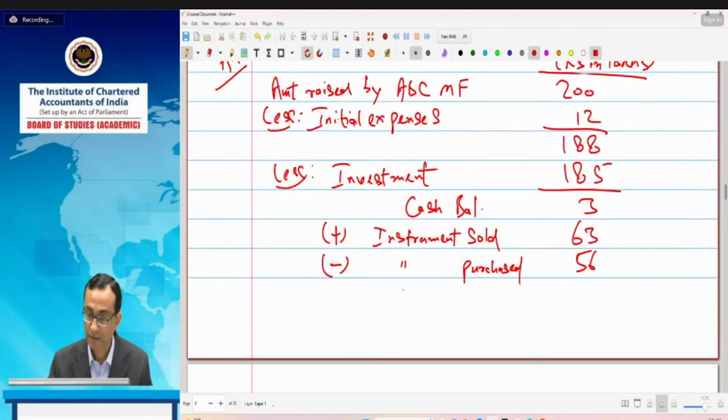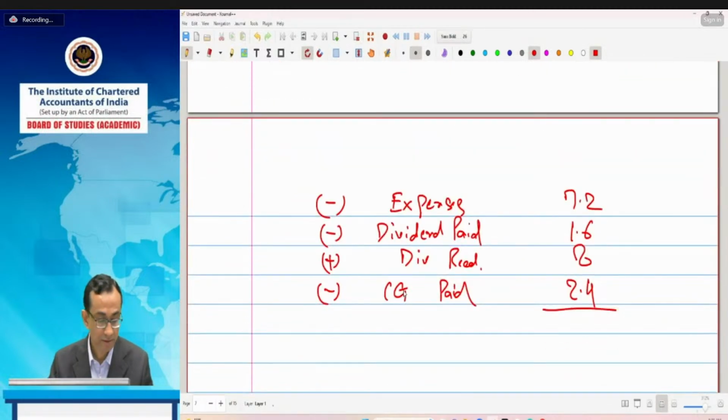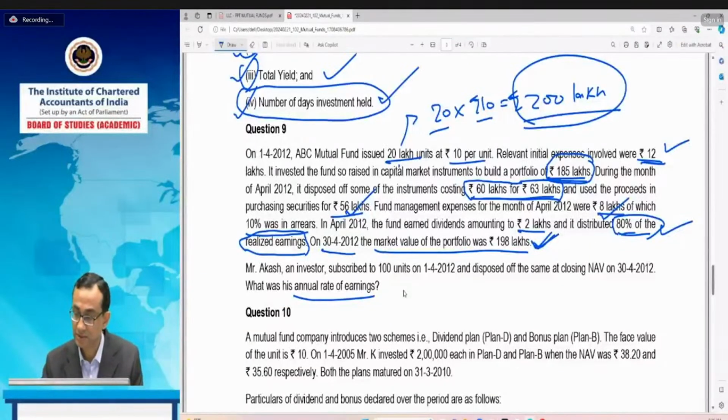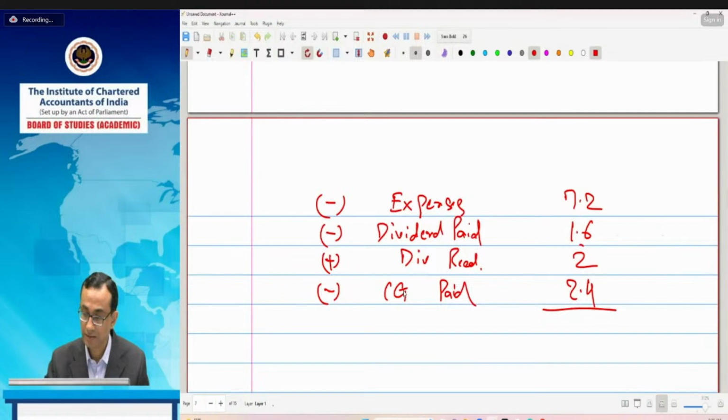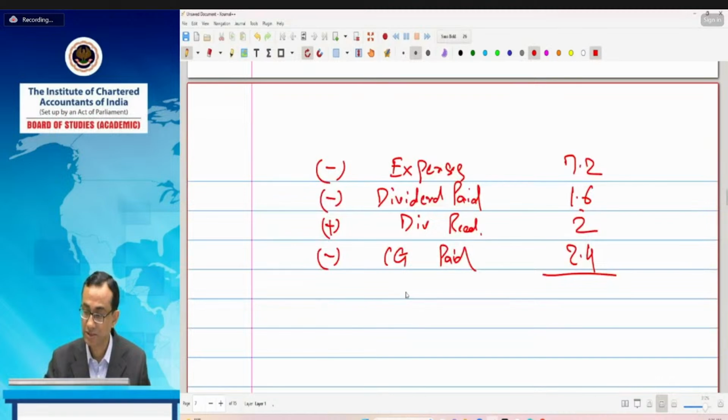Coming to initial expenses, 12 lakh, investment made. And what has been added? Instruments sold, 63 lakh added, and dividend received. Dividend received is 2 lakh actually, given in the question itself. And then securities purchased, it is 56 lakh. Expenses 7.2, given in the question. Dividend paid 1.6, and capital gain 2.4.